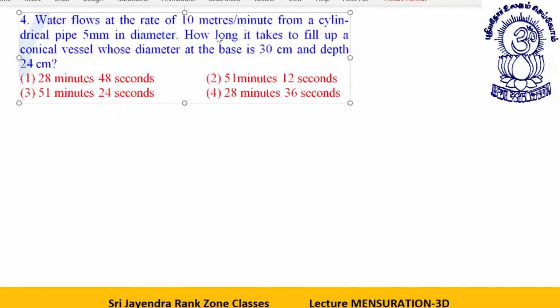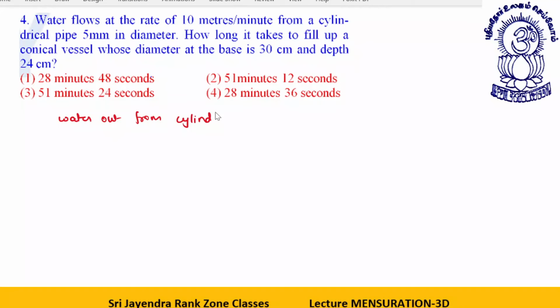Water flows at the rate of 10 meter per minute from a cylindrical pipe 5 mm in diameter. How long does it take to fill up a conical vessel whose diameter at the base is 30 centimeter and depth is 24? See, water out from cylindrical pipe is equal to water deposited in conical vessel.